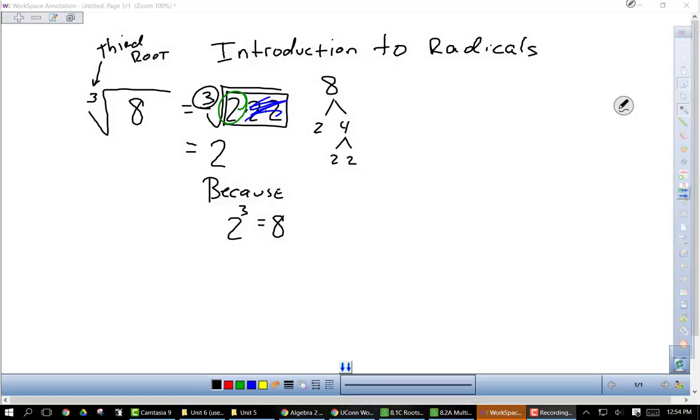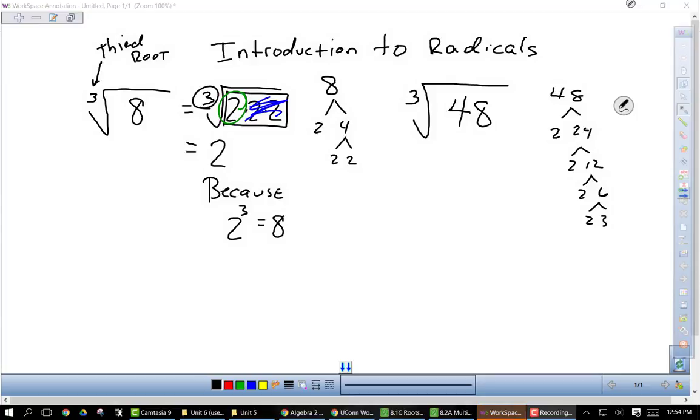Okay, so let's do the cubed root of, let's say, 48. Cubed root of 48. Okay, well, we know 48 from before. We know it was 2 and 24, 2 and 12, 2 and 6, and 2 and 3. So the cubed root of 48 is actually 2 times 2 times 2 times 2 times 3. We have 4 2's and 1 3.